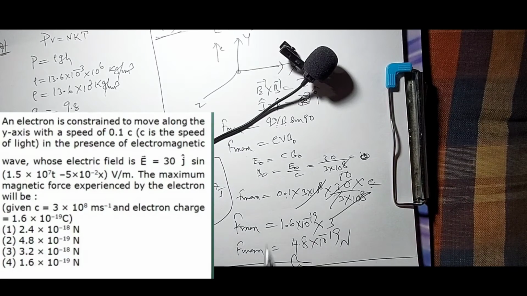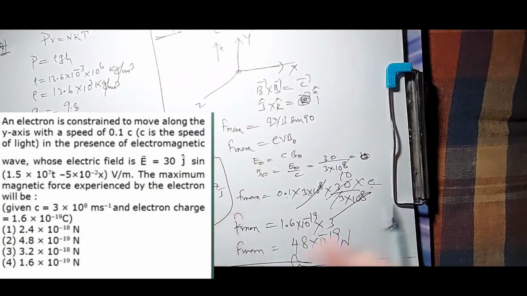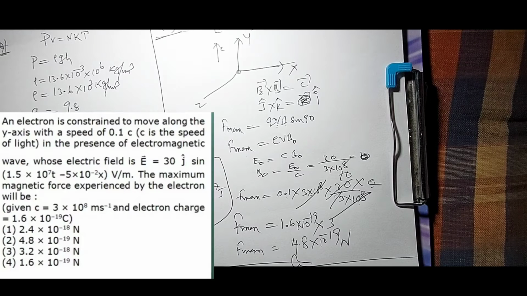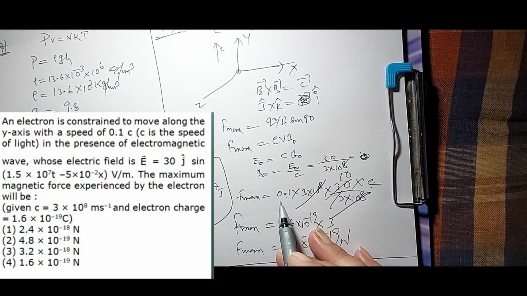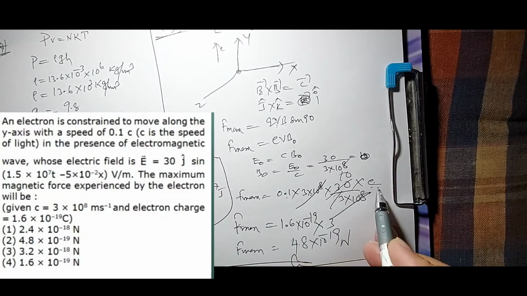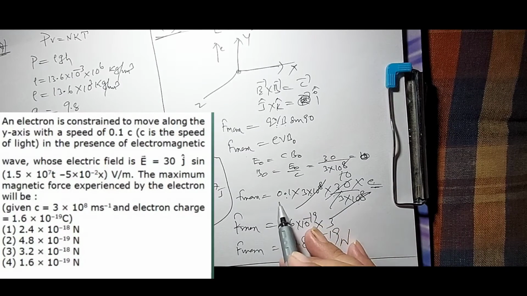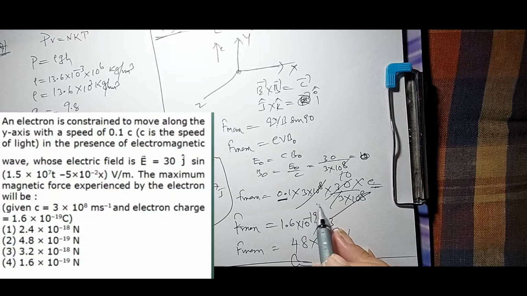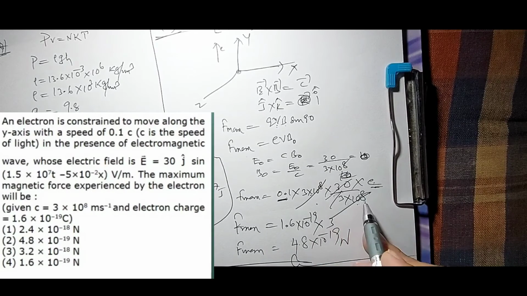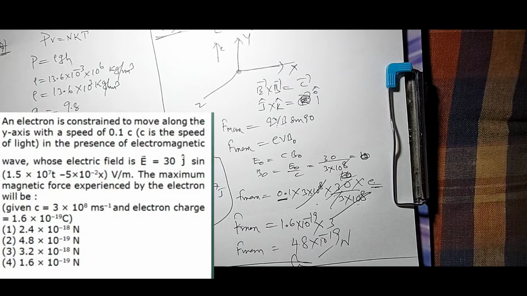So here the maximum magnetic force, E means here this is E, V is 0.1 C, 0.1 into C means 3 into 10 to the power of 8, into 30 by 3 into 10 to the power of 8. This is cancelled. So we get here 4.8 into 10 to the power of minus 19 newtons.